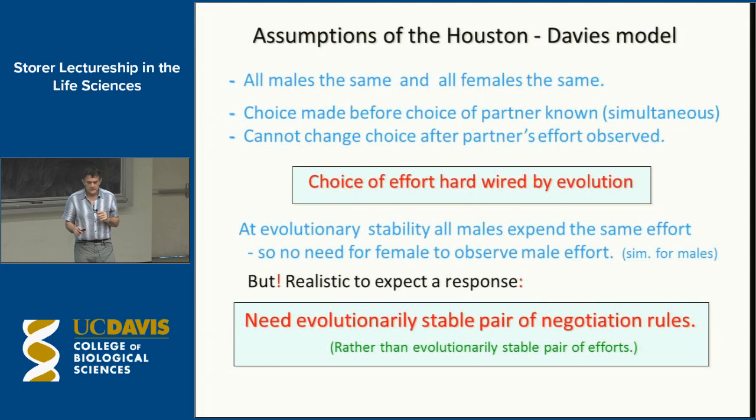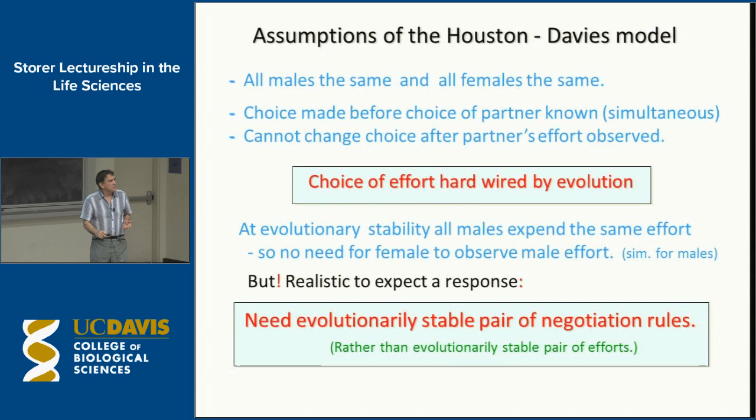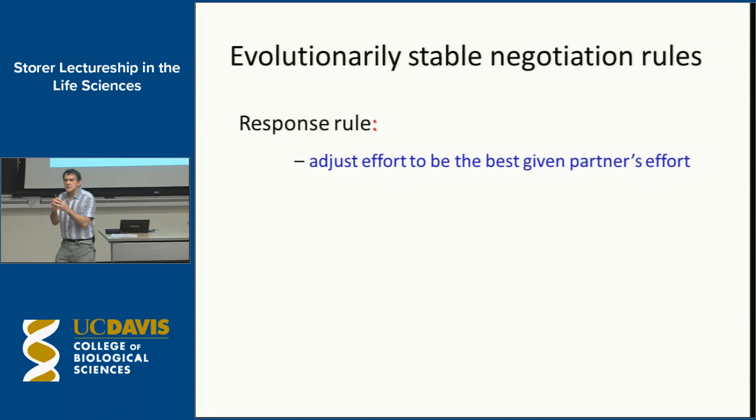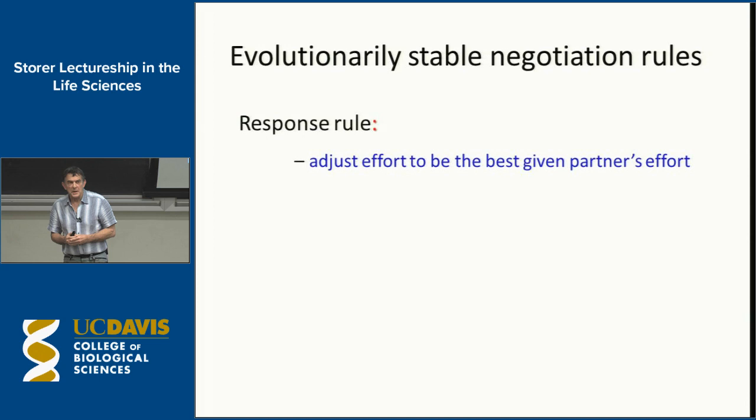The first thing is, how would one solve this? It's actually quite a difficult problem to solve in general, but the way some people thought of it was as follows. They thought, well, maybe the best thing for an individual to do is to always adjust your effort in real time to be the best given what your partner does. That seems reasonable, or it seemed reasonable to the people who wrote about this. For example, this is in the standard behavioral ecology textbooks, Krebs and Davies, for example. That is really what the Houston-Davis solution is about.